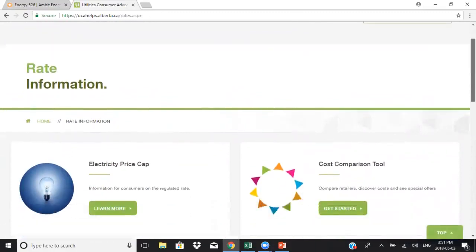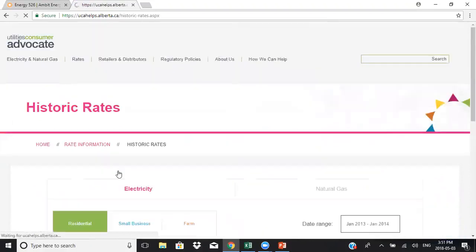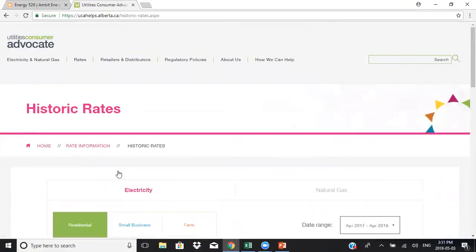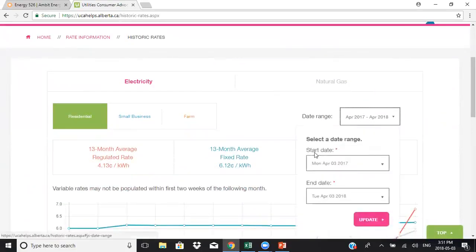Now, the real reason I want to show you this website is I really want to talk about rates. I want you guys to really understand why Ambit Energy makes sense and why this opportunity is so unique and so powerful. And I want you to understand our value proposition and how it comes about. So before I describe everything, I'm just going to show you a little bit of rate history.